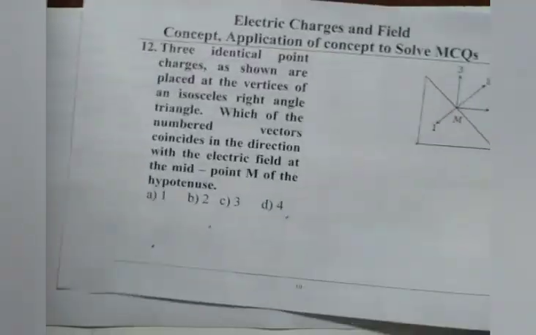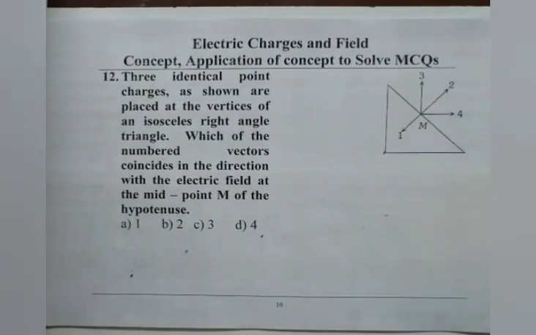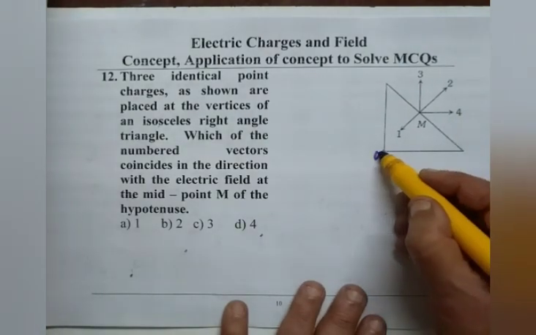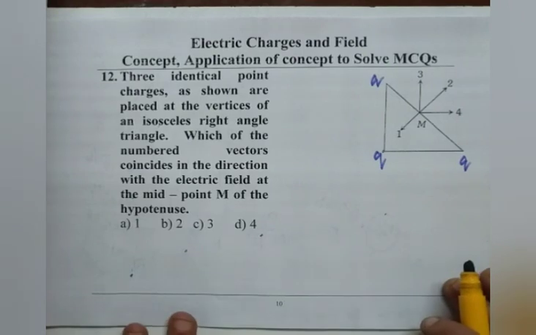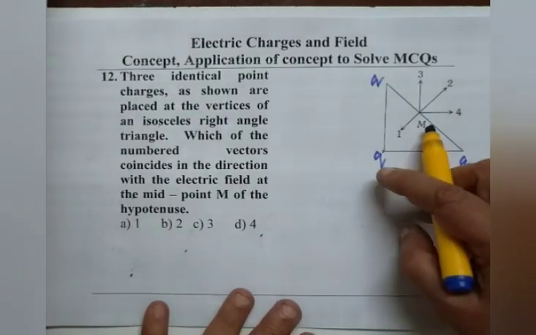We read it. Three identical point charges, as shown, are placed at vertices of an isosceles right angle triangle. Which of the numbered vectors coincides in the direction with the electric field at the midpoint M of the hypotenuse? Say all are identical charges and they are placed at three vertices of the isosceles triangle like this. M is given to be the midpoint.